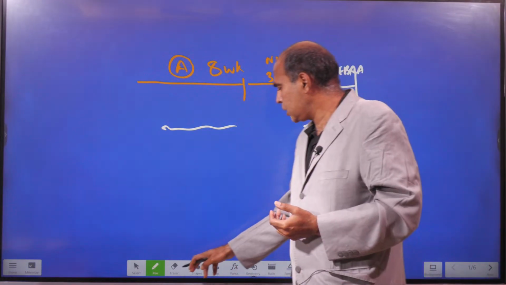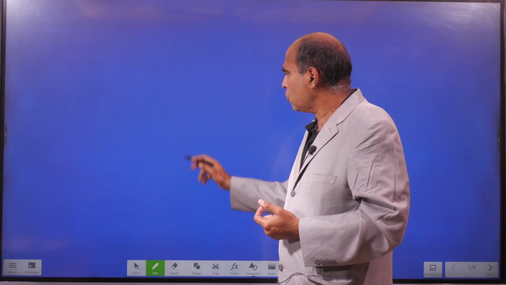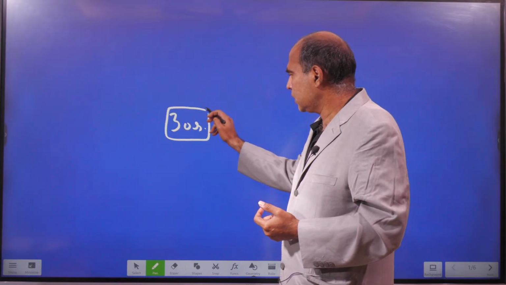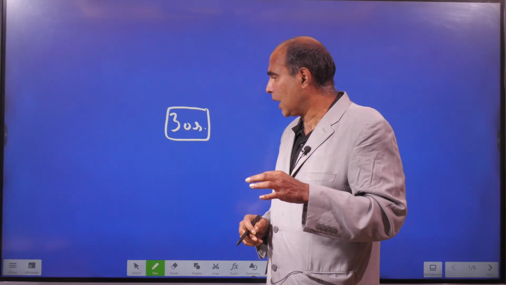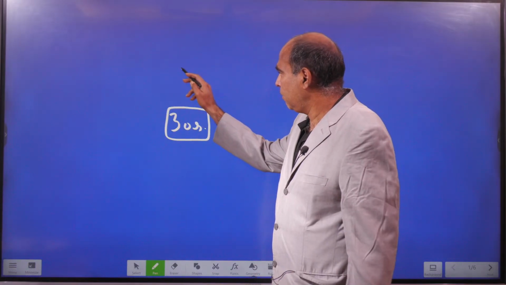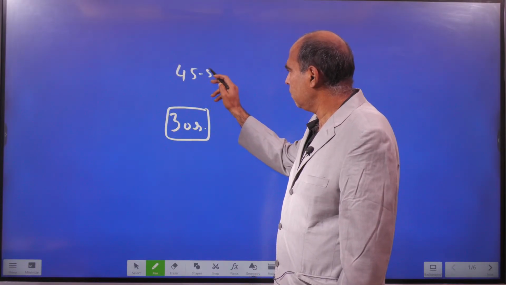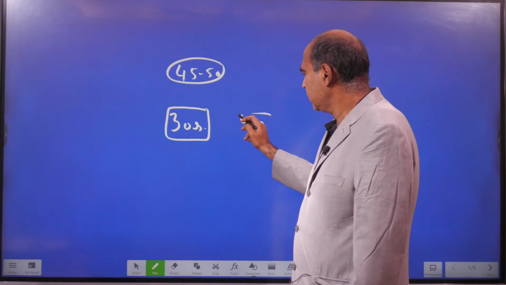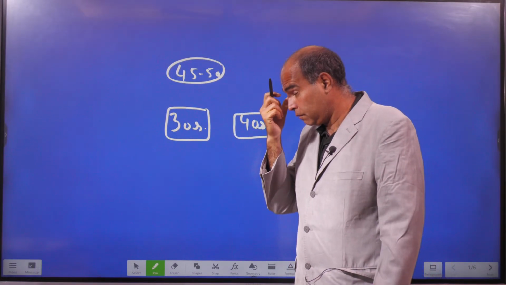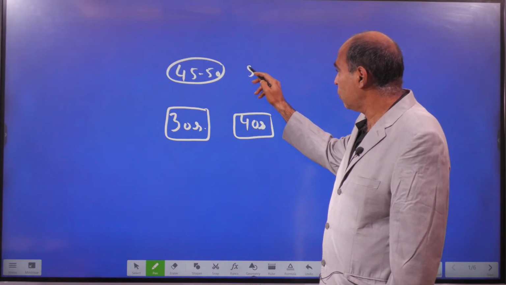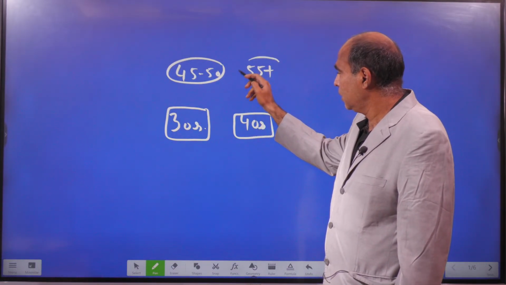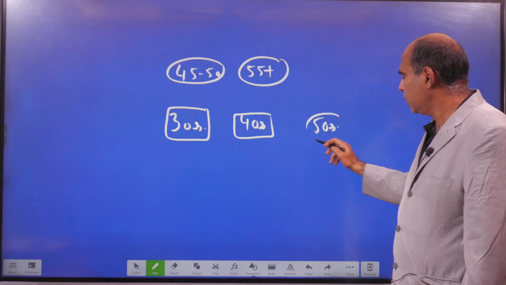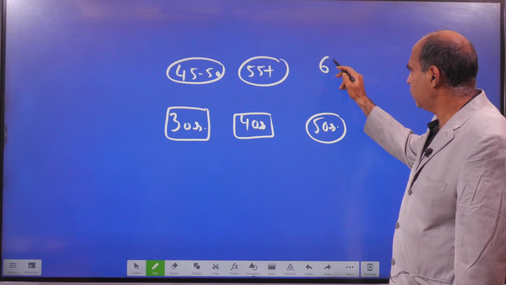So remember one thing: somebody who can score 30s in the CAT with time pressure will actually be able to score 45 to 50 without time pressure. Somebody who can score 40s with time pressure will actually be able to score around 55 plus without time pressure. Somebody who scores 50s with time pressure actually can score 63 to 66 without time pressure.